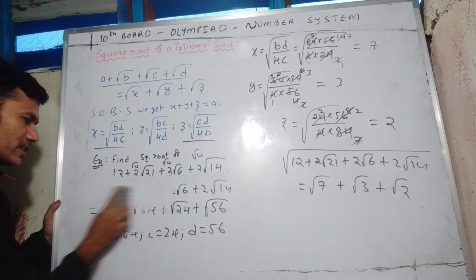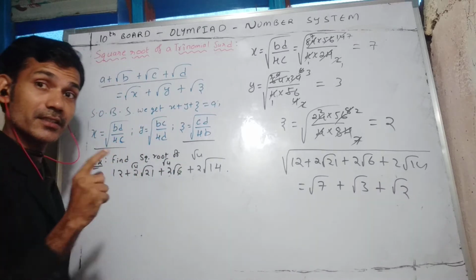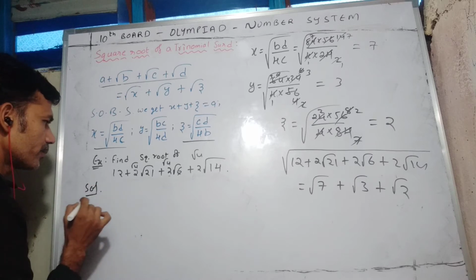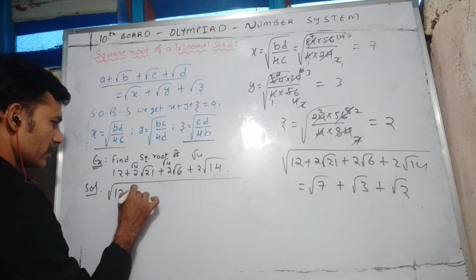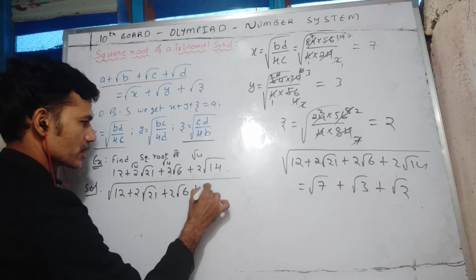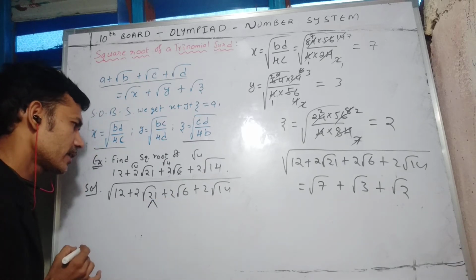Let me verify algebraically. I have used the formula, and I have to verify whether it is correct or not. Okay, what will I do? See, I have to find the square root of this: 12 plus 2 times root 21, plus 2 times root 6, plus 2 times root 14. Here, see, this is what I can write.